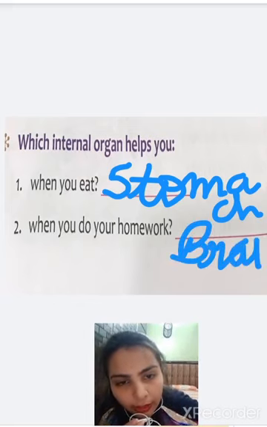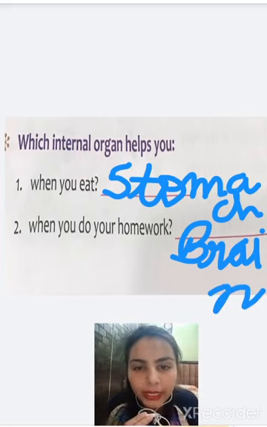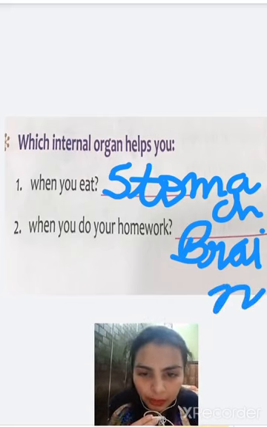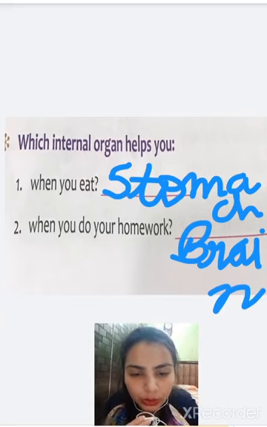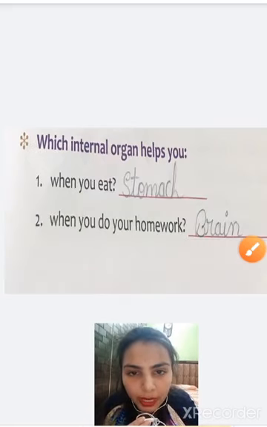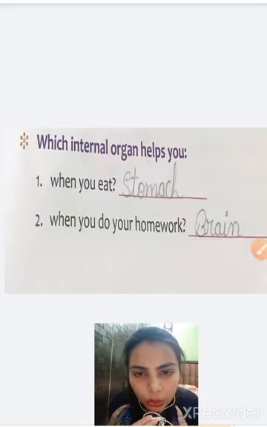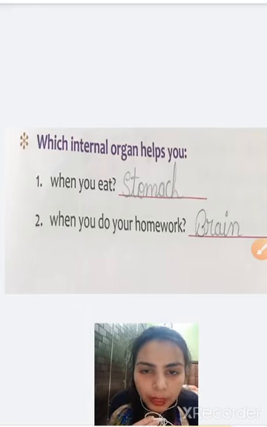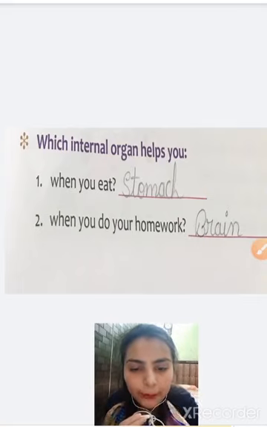BRAIN, brain. Brain helps us when we do our homework. If you can't get the spelling, see here, the spellings are written here. When we eat, which internal organ helps us? Stomach. When you do your homework, which internal organ helps us? Brain. The spelling of stomach is STOMACH and the spelling of brain is BRAIN.